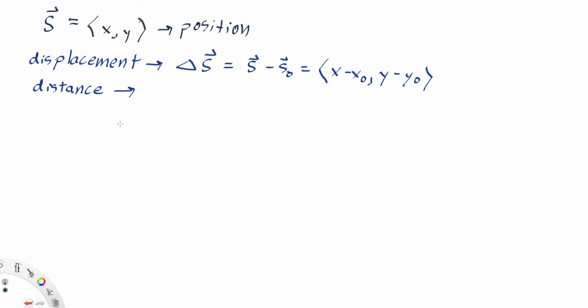And then there's the concept of distance that we're going to talk about too. So displacement is a vector because it's the difference of two vectors. Distance is the magnitude of that displacement vector. In other words, we have to use the Pythagorean theorem.